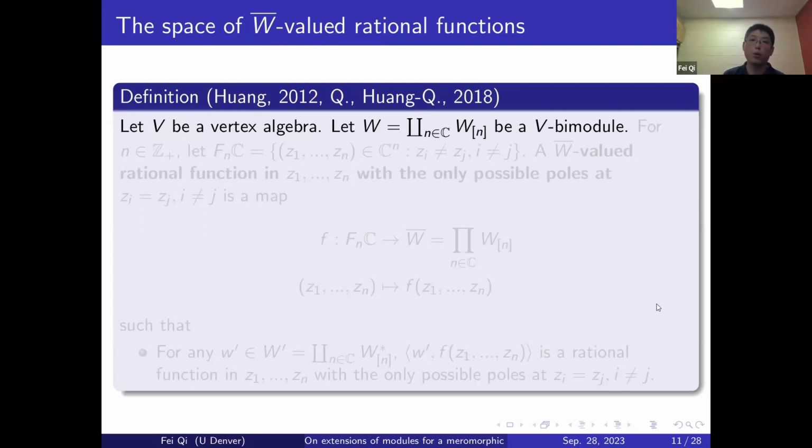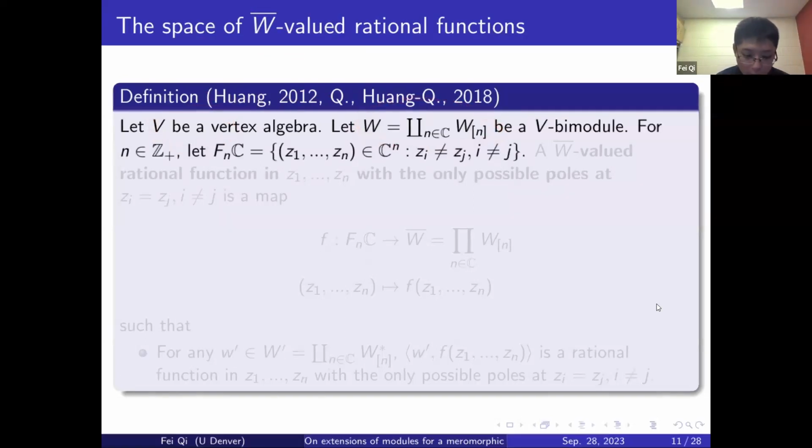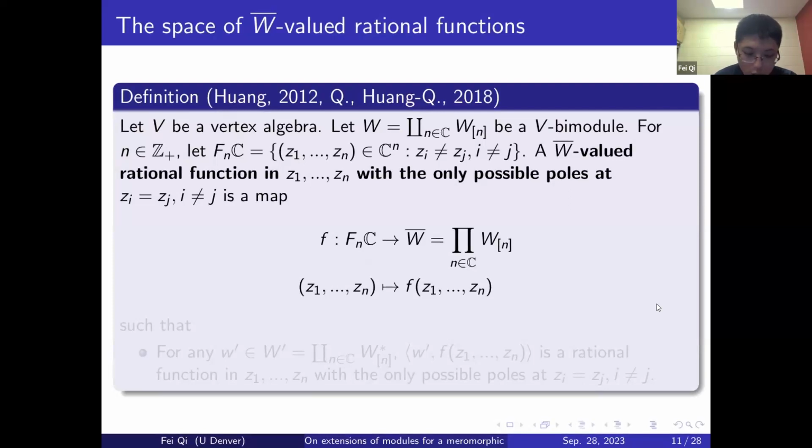And this is actually Huang's important idea of using the so-called space of W-bar valued rational functions. All right, so let me go over the definition. Let V be a vertex algebra, and let W be a V bimodule. Then for a fixed positive integer n, we will consider F_n C to be the so-called configuration space, namely the set of points in C^n such that the coordinates are all different. This is traditionally called a configuration space in mathematical physics. Then a W-bar valued rational function in z_1 to z_n with the only possible poles at z_i equals z_j. What a terrible name!